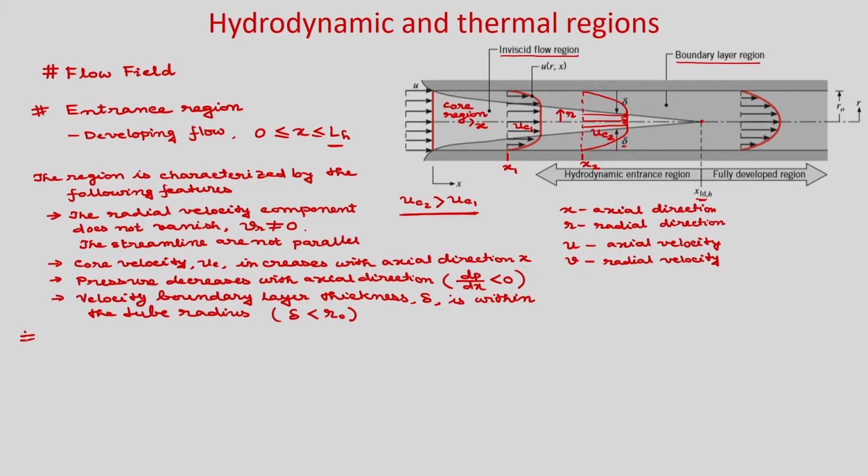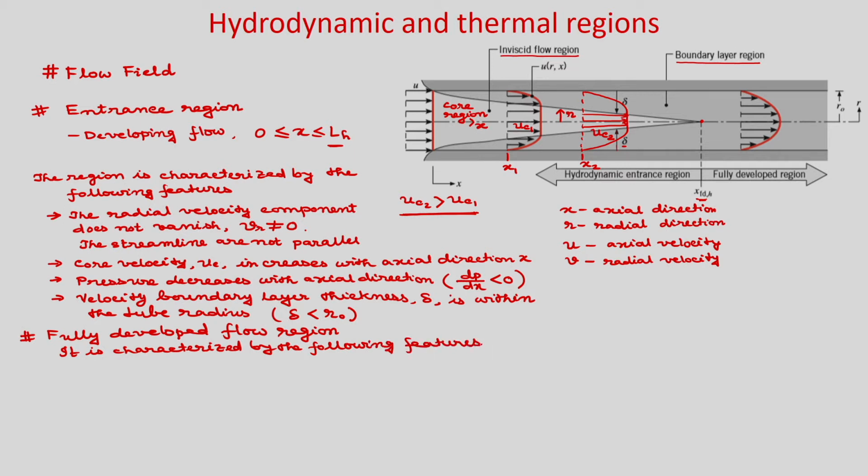Now we are discussing the fully developed flow region. It is characterized by the following features. First thing is that V r will be 0. So, the radial velocity will be 0, hence the streamlines are parallel.